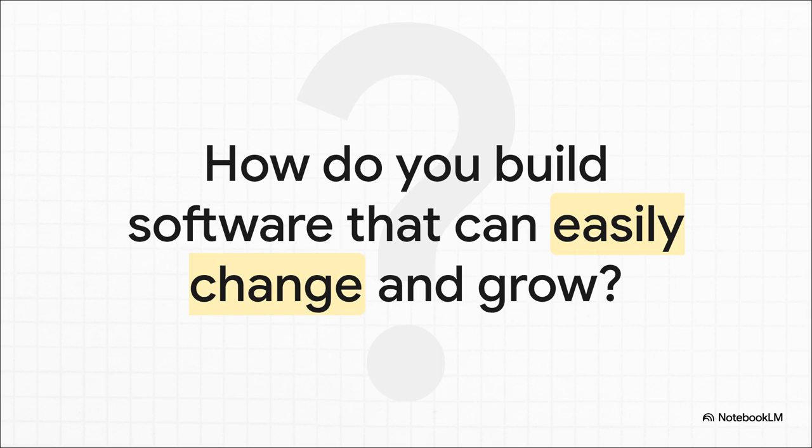How do you build something complex, like an app or a website, that you know is going to have to change all the time? How do you keep adding features, handling more users, and fixing bugs, all without the whole system just falling apart? This is the exact problem that component-based architecture, or CBA, is designed to solve.